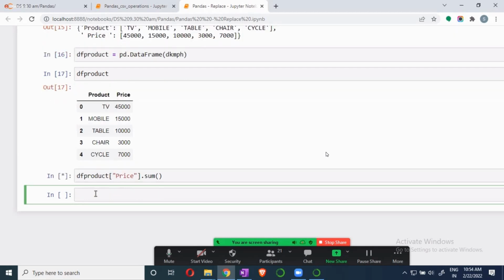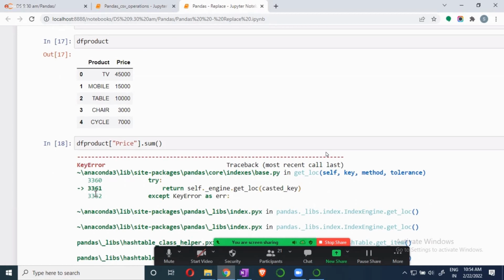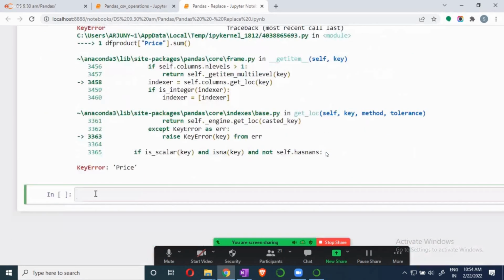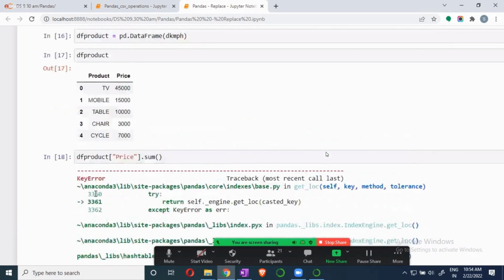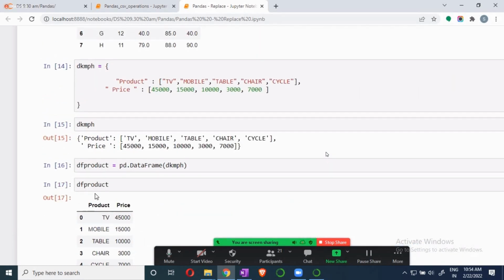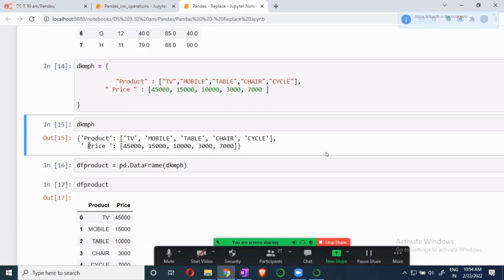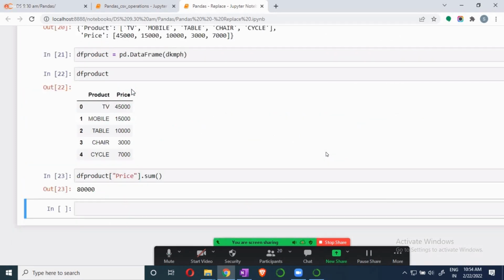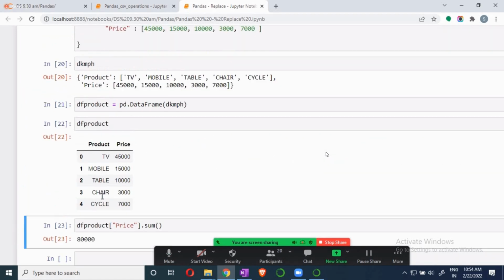Very good. Why is it not giving us the result? Price is not found. There is a space. Remember this: if there is even a little bit of space, it will not take it. Now I will remove the space over here. I got it.